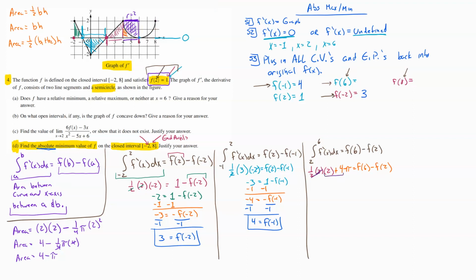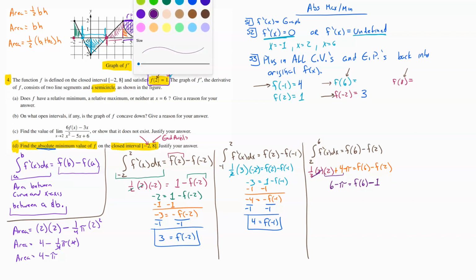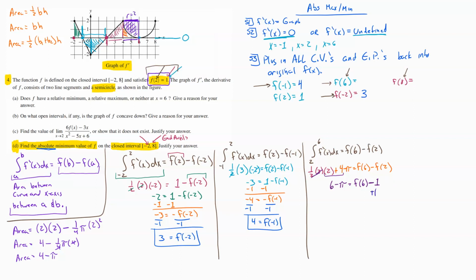We'll get 2 plus 4, which is 6, minus pi equals f of 6 minus f of 2. Oops, we know what f of 2 is. We might as well go plug that in now. F of 2 is, again, that 1 that we keep getting back out to. Then we'll add that over to the other side. So add 1, and we get 7 minus pi equals f of 6. So this piece is now 7 minus pi.